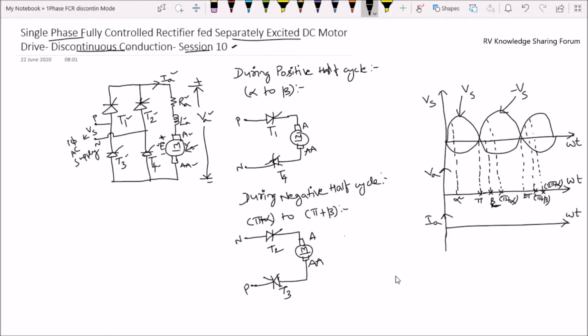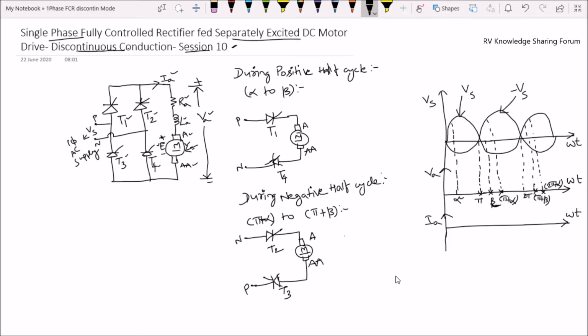And again the current starts flowing through the thyristors T2 and T3 from pi plus alpha to pi plus beta. So at an angle of pi plus beta, the current becomes 0. The armature current becomes 0. So this is known as discontinuous conduction mode of operation. Anyhow, I will explain in detail so that you can understand what is discontinuous conduction mode of operation.